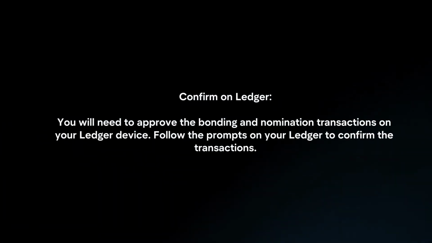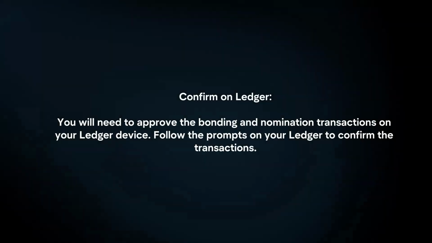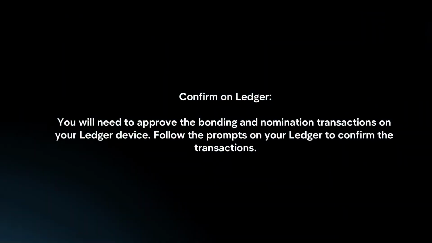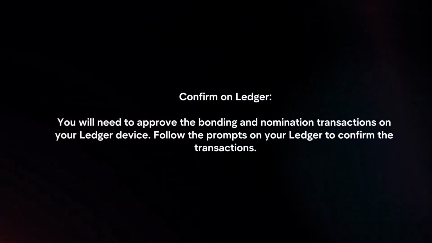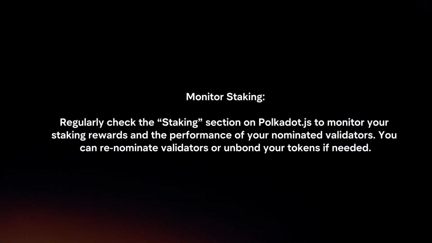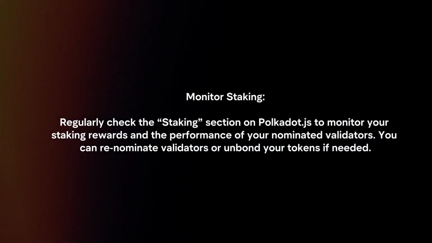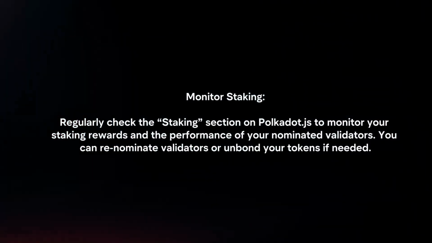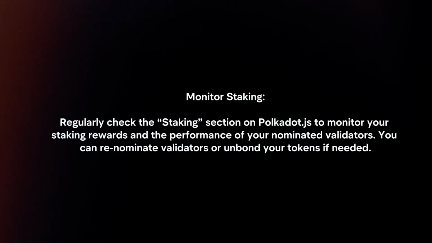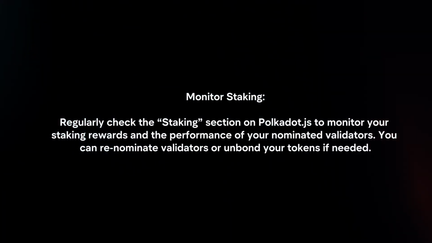Confirm on Ledger. You will need to approve the bonding and nomination transactions on your Ledger device. Follow the prompts on your Ledger to confirm the transactions. Monitor staking. Regularly check the staking section on Polkadot.js to monitor your staking rewards and the performance of your nominated validators. You can renominate validators or unbond your tokens if needed.